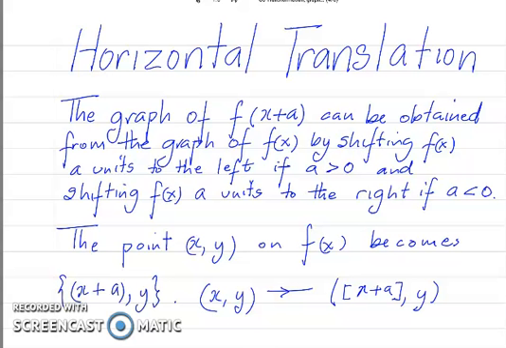Now the point x, y on f of x becomes x plus a, y. So any point on f of x, that is the shape before it is translated, becomes the point x plus a, that's the x coordinate, y, which is the y coordinate, after the translation.